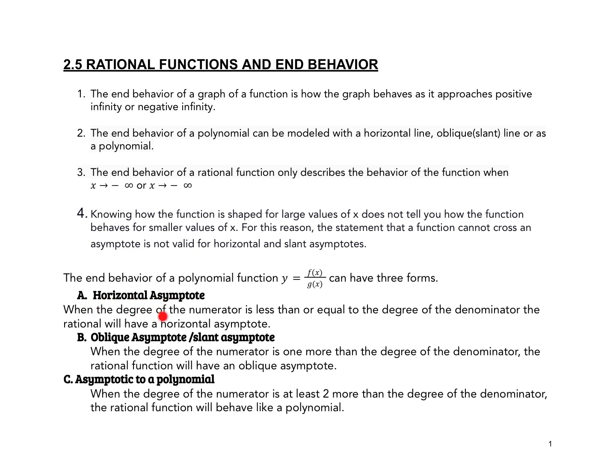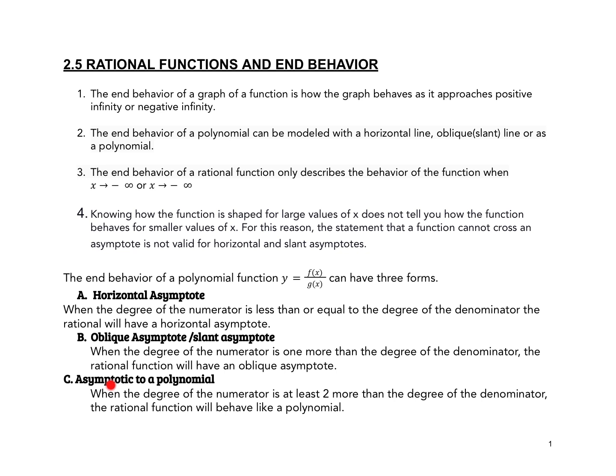When the degree of the numerator is less than or equal to the degree of the denominator, that's when we are going to have a horizontal asymptote. So you can know it by comparing the degrees. Two, when the degree of the numerator is 1 more than the degree of the denominator, the rational function will have an oblique asymptote. This is the same as a slanted asymptote. So in this case, no horizontal asymptote.